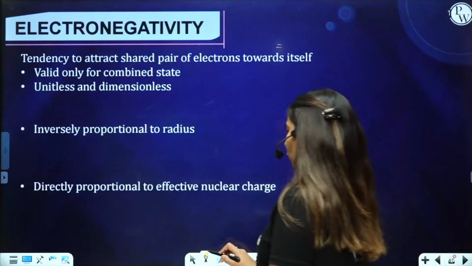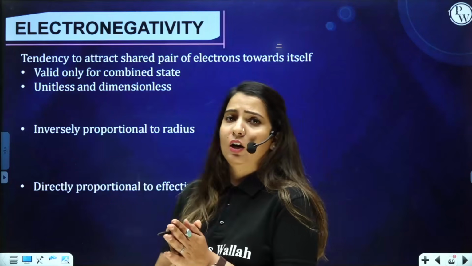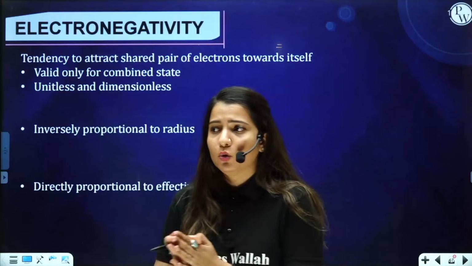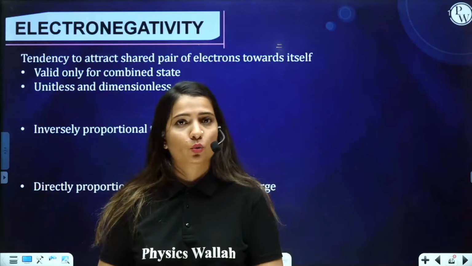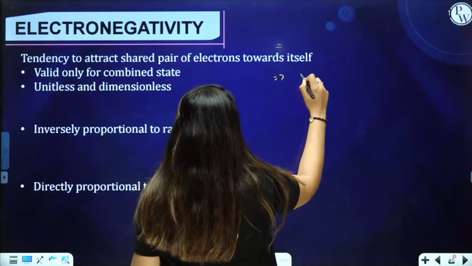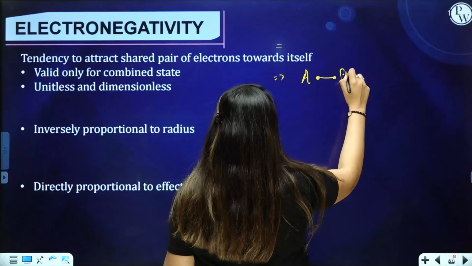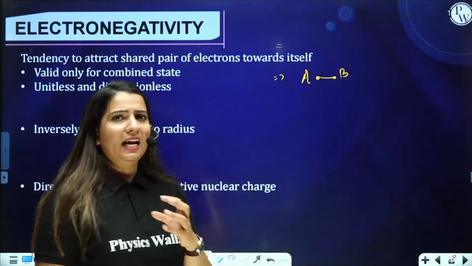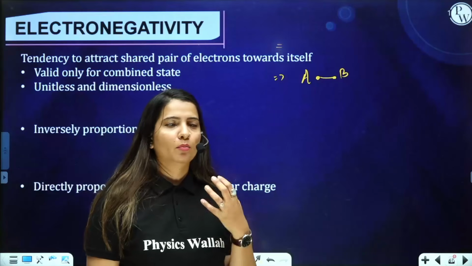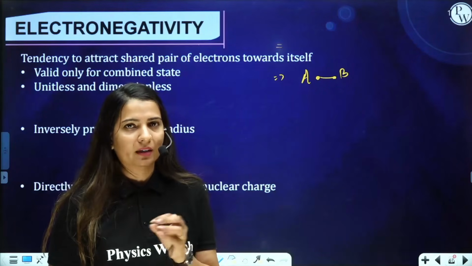Now we are moving towards the next property, which is called electronegativity. What is electronegativity? Electronegativity is the tendency of an atom to attract the shared pair of electrons towards itself. Let's say I have a bond between A and B. There is an A atom, having its electron shared with the B atom. Let's say with the help of some measures like the Pauling scale and Mulliken scale, I have calculated the values of both atoms A and B.